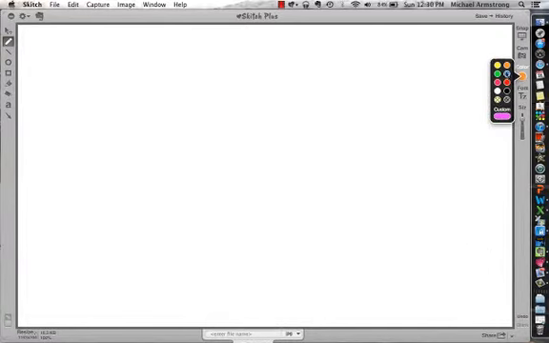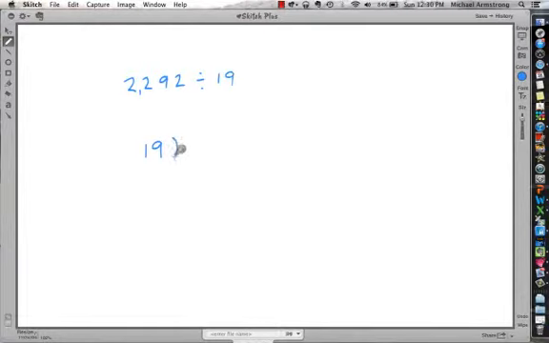Let's do 1 or 2 more, just so you can kind of get the idea of what's happening. Sometimes they write it differently. They might write it like this: 2292 divided by 19. And you want to rewrite that as 19 goes into 2292. And then you have to estimate. I want you to estimate every time. Kind of round that up to 20. And what does 20 go into?